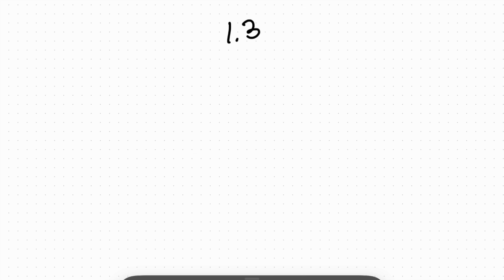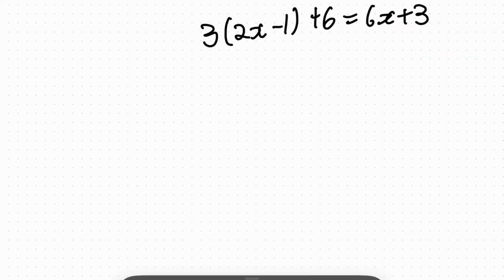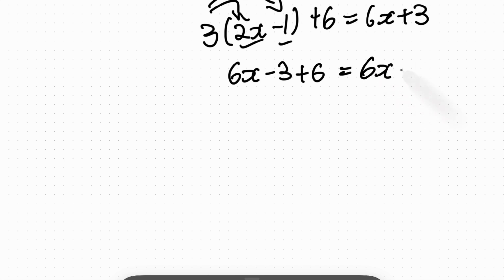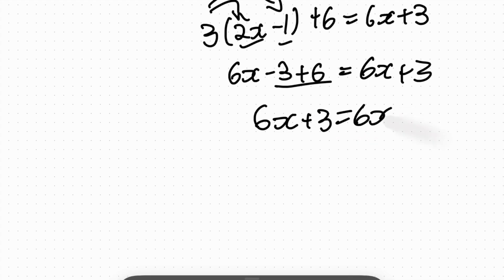Before we start this, let's go over one of the questions from the homework. We have 3 times (2x minus 1) plus 6 equals 6x plus 3. What do we do first? Let's distribute. We put the 3 into the 2x and into the negative 1. That gives us 6x minus 3 plus 6 equals 6x plus 3. Now we can combine these two like terms. So 6x plus 3 equals 6x plus 3.